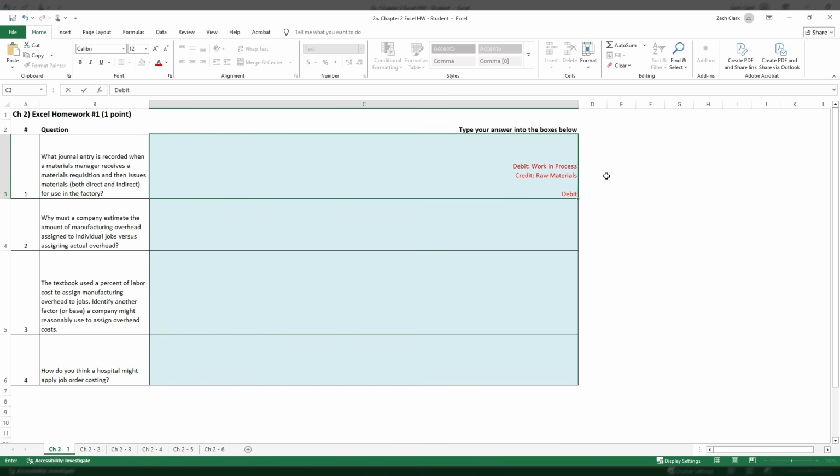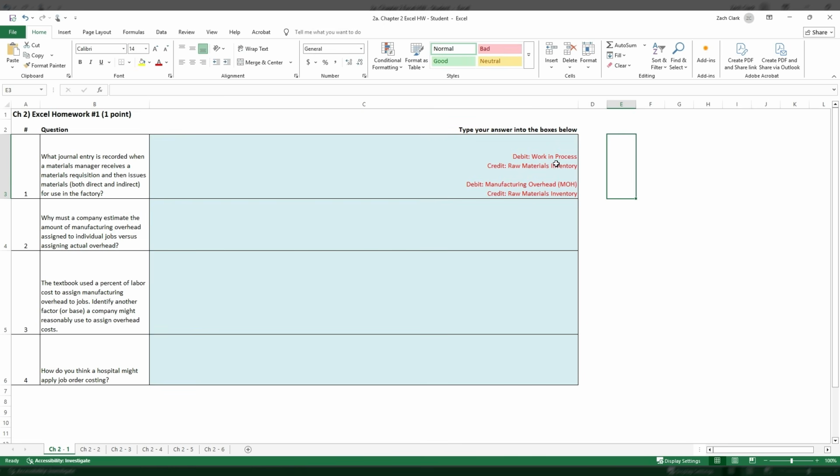because we've moved those raw materials into work in process. And then additionally, for the indirect component, this piece is going to debit manufacturing overhead, or you might see it as MO sometimes in the work problems, exercises, and things. And then Alt Enter to move down and type it in here. And then we're going to credit raw materials. And we could say raw materials inventory if we want to as well, just to highlight the fact that it is inventory.